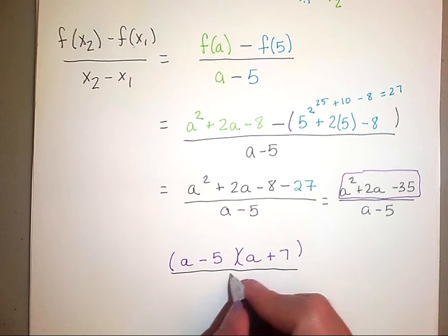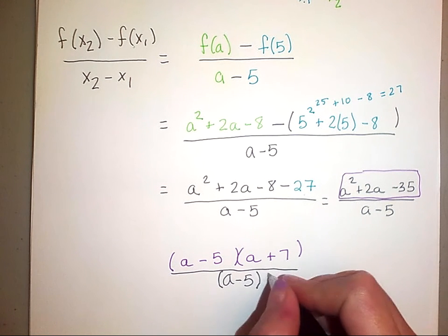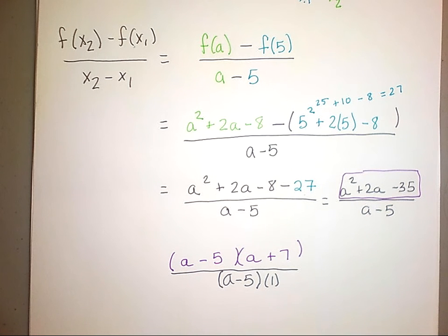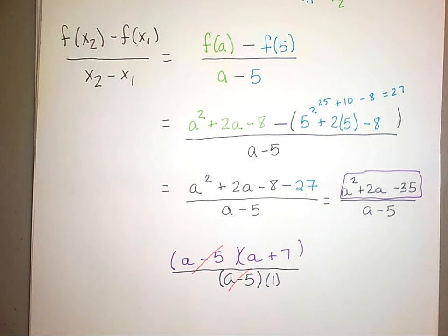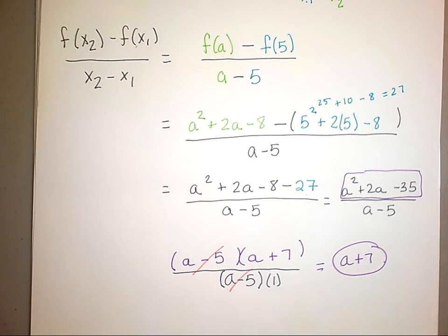But there was some canceling that occurred in the other difference quotients, so I highly suspect that there is some here. Let's factor this. This will factor into a minus 5 and a plus 7. And divide this by a minus 5. And you can think about this as a minus 5 times 1 if you want, it doesn't matter. It might help you see what I'm about to do next, because then these two will cancel, and we're left then with just the a plus 7.